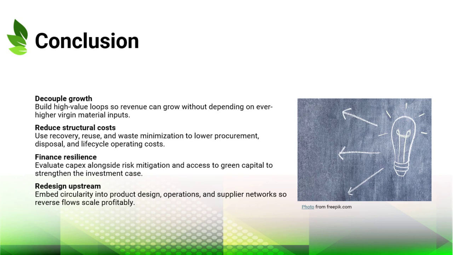The business case is strongest when finance teams can see how physical loops translate into avoided cost, retained asset value, new revenue, and reduced volatility. Circularity pays when it is managed as a system. Close by reminding listeners that profitable circularity starts before waste appears in operations upstream.